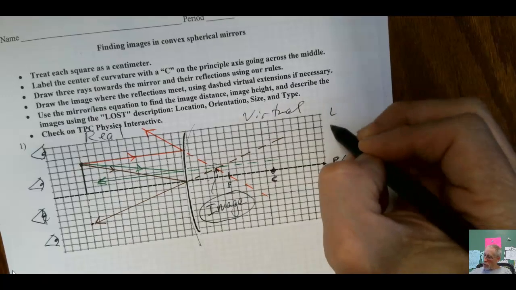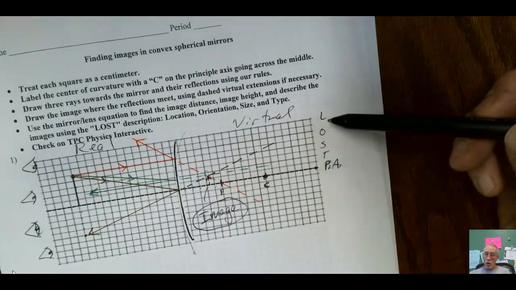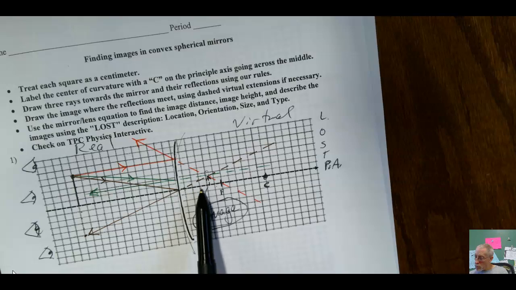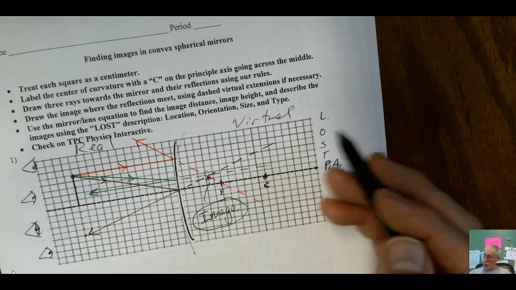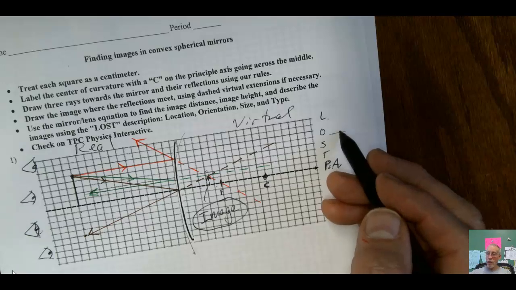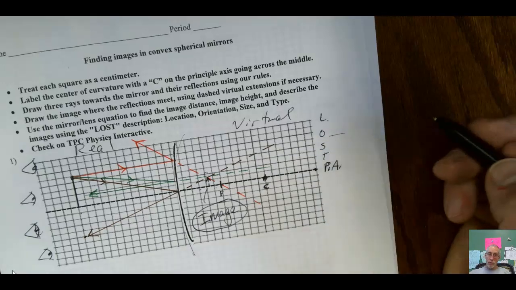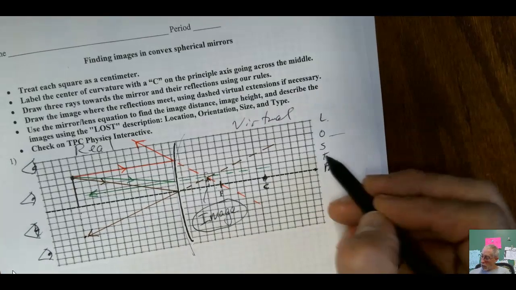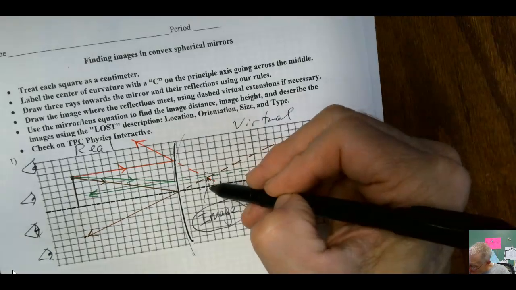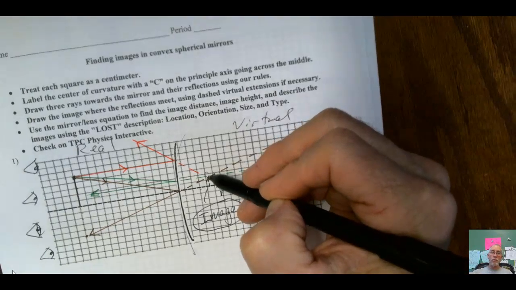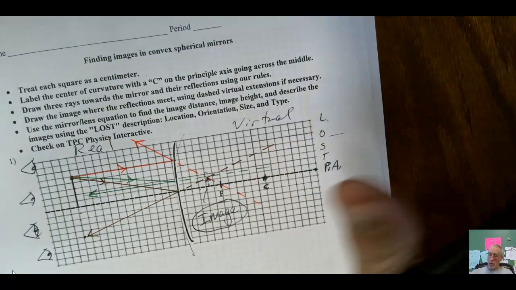So using the LOST method, I'm not going to write this because I don't have much room. The location, we would just count on the back side of the mirror. How many squares? 1, 2, 3, 4, a little more than 4, maybe 4.2 or 4.3. And that's going to be a negative. The orientation, it's upright. Remember, every virtual image is also upright, which tells us that the type is virtual. What else tells us it's virtual is that it's on the wrong side of the mirror. And the size, this is about a little over 1.5, so maybe 1.6 or 1.7 centimeters if we're using these squares as centimeters.